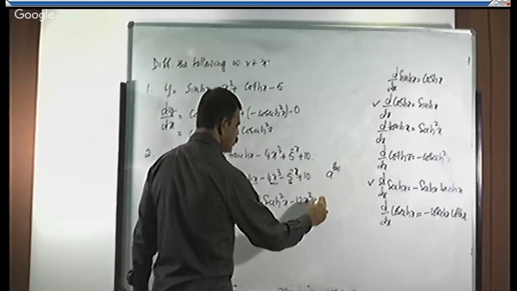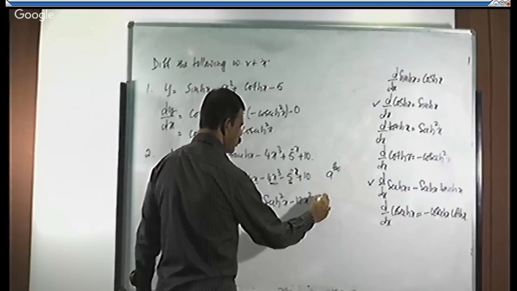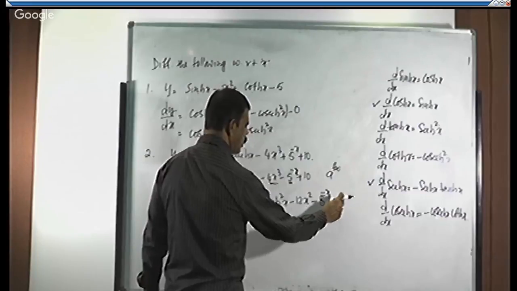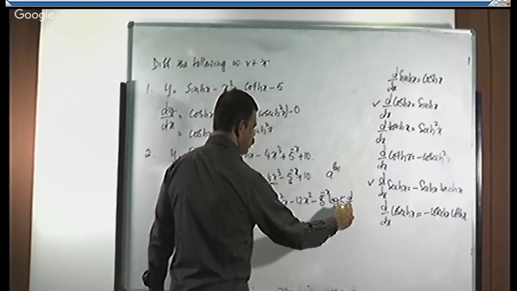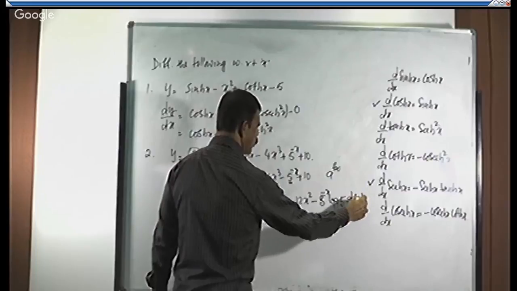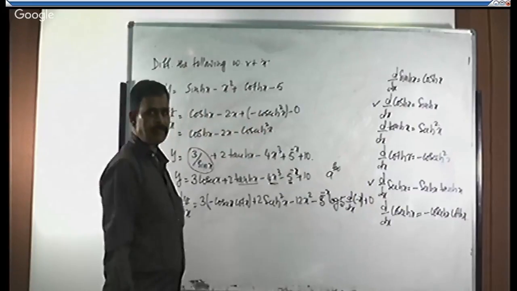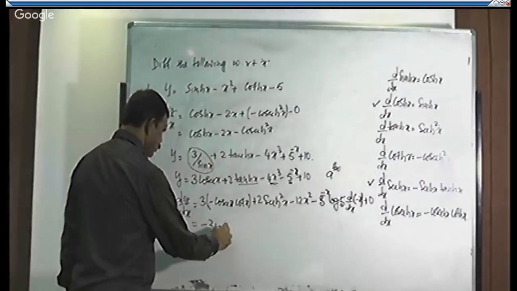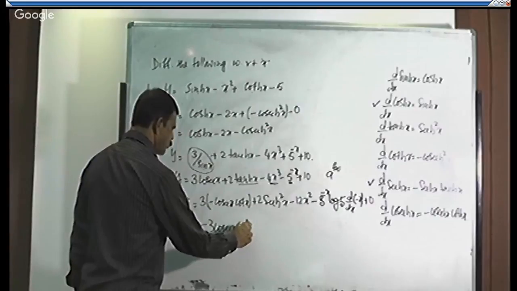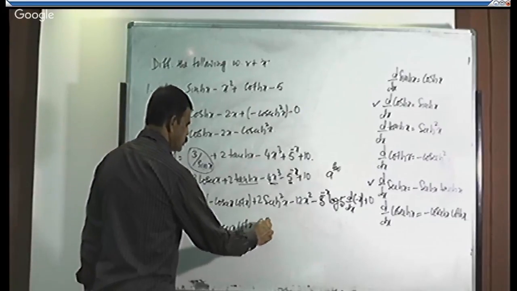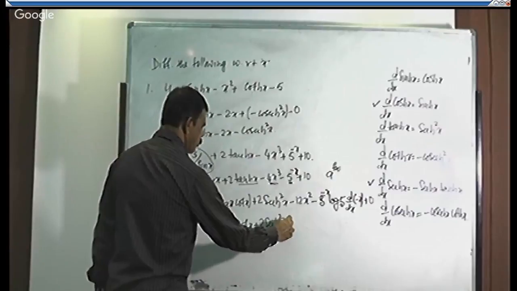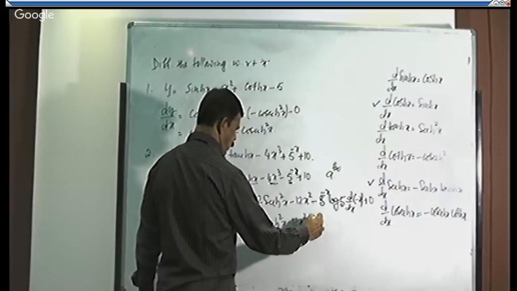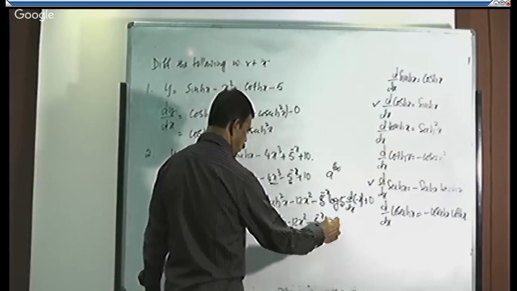For a power minus x, it is what? A power minus x into log a, correct? What is a? A is 5 into d by dx of minus x, plus differentiation of any constant is 0, right? So it is finally minus 3 into cosecant x into cot x plus 2 secant h square x minus 12x square minus 5 to the power of minus x into log 5.